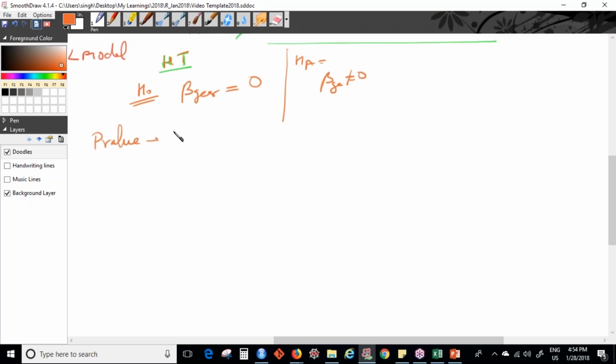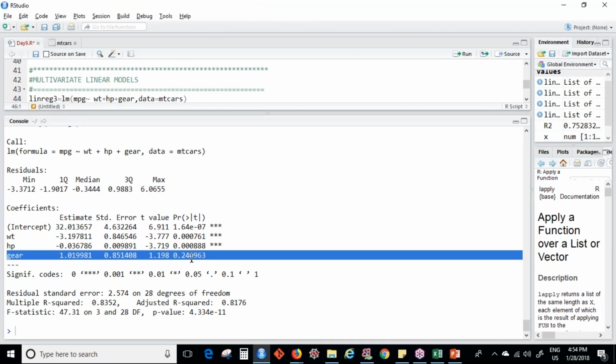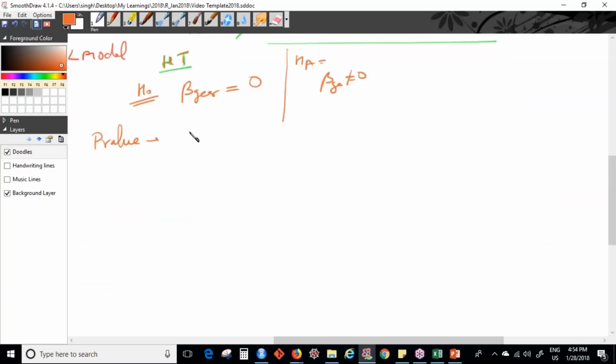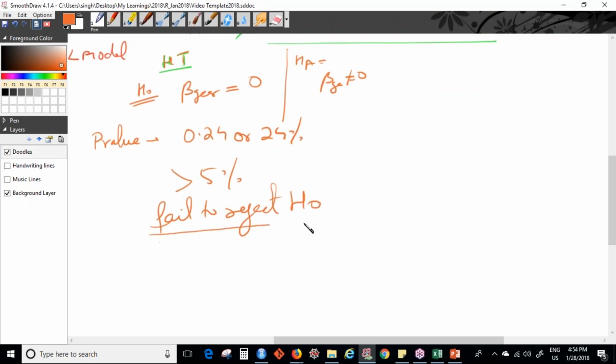Again, I will not go into the definition again. You find the p value, and the p value that we get is 0.24. We are getting 0.24 or 24% as the p value. Now 24% is greater than 5%, right? So p high, null fly. That means we fail to reject the null hypothesis. We fail to reject the null hypothesis.